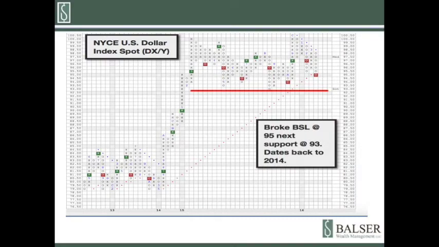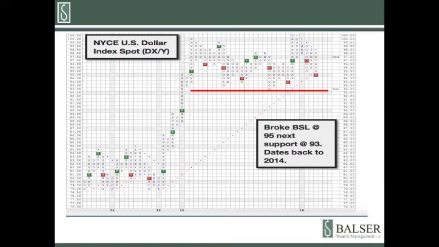This is the point and figure chart of the NYCE US dollar index spot. The symbol is DXY. On December 2nd of last year, the dollar began a decline that has reached near about 5% right now. What once was considered a small pullback has actually turned into something more meaningful. There's been a trend change.